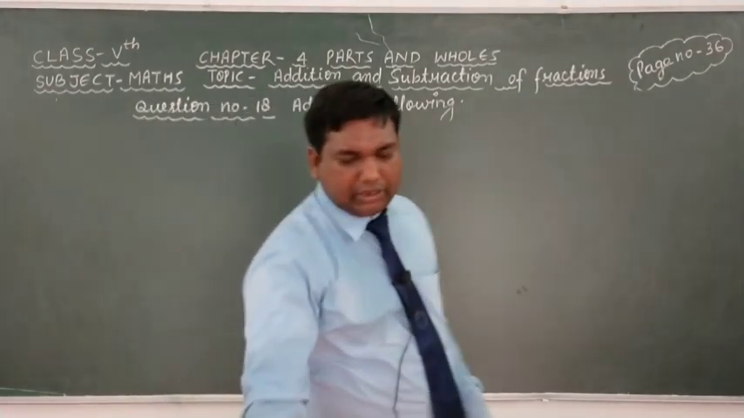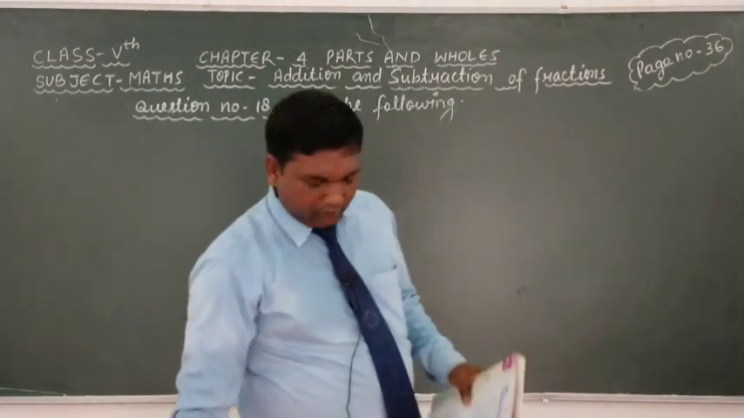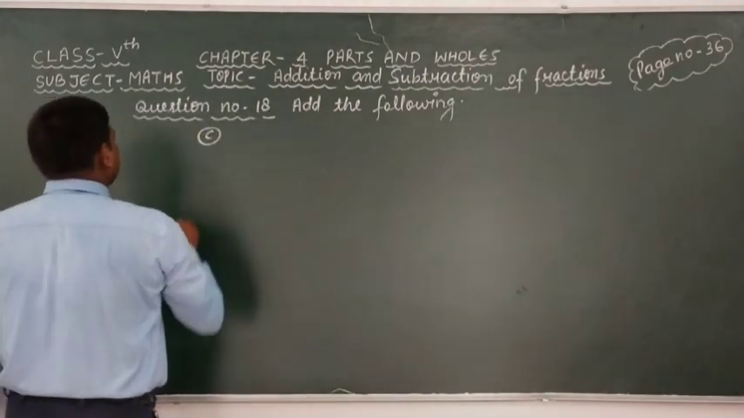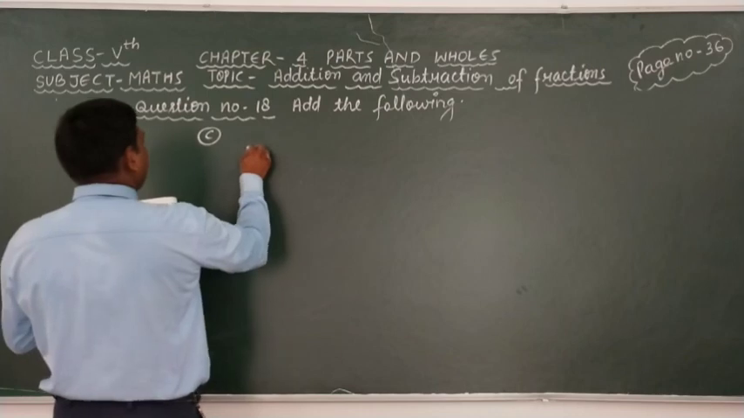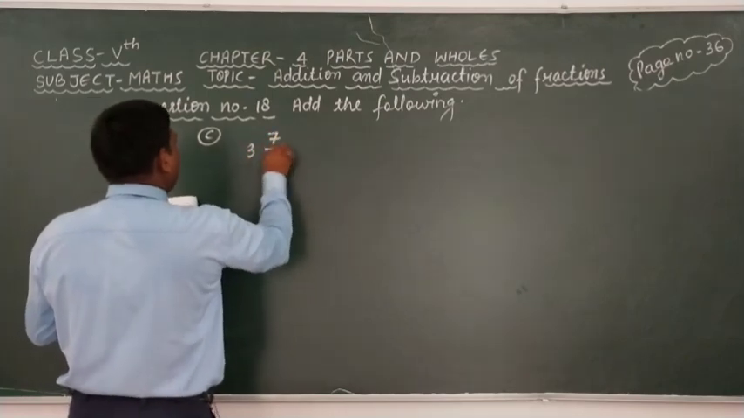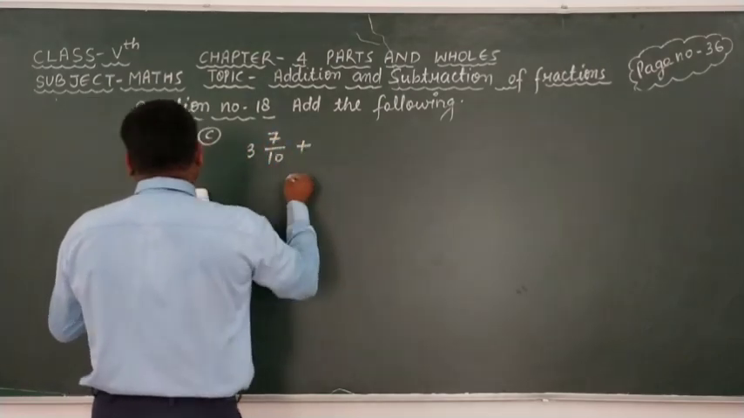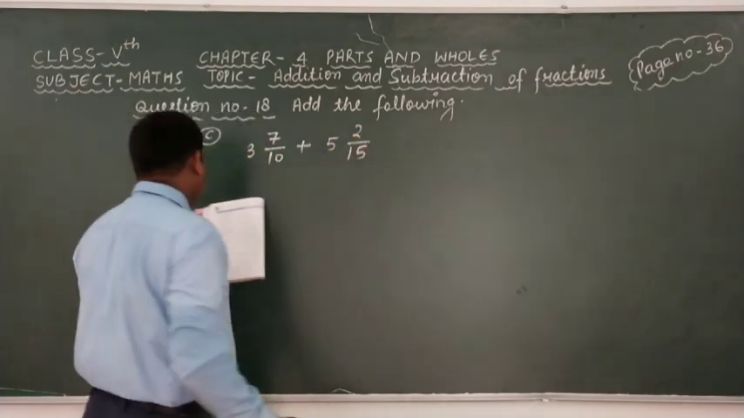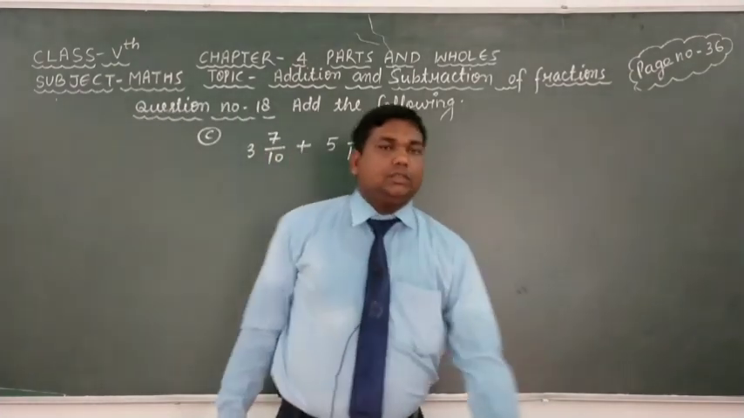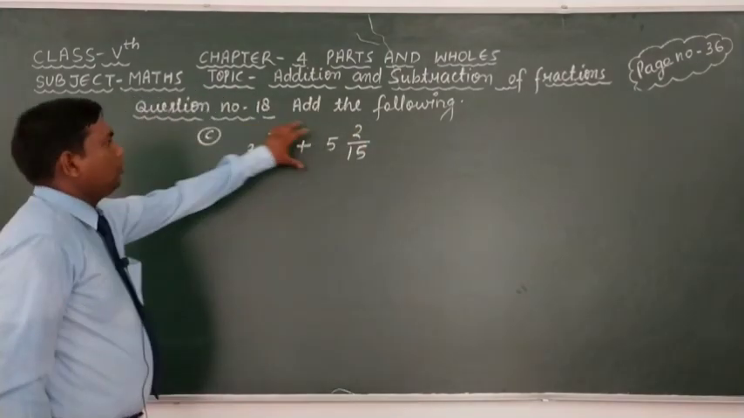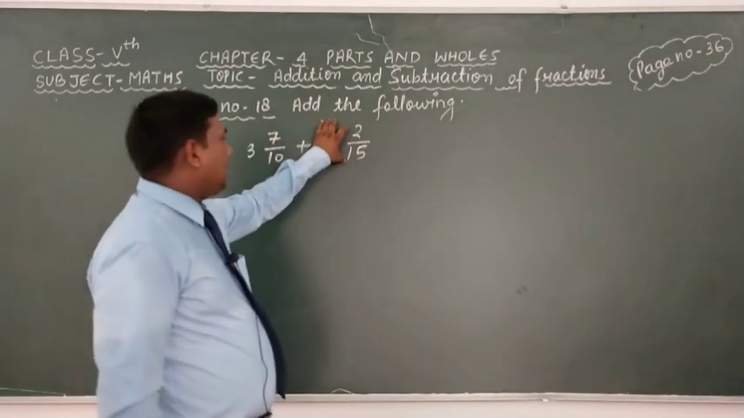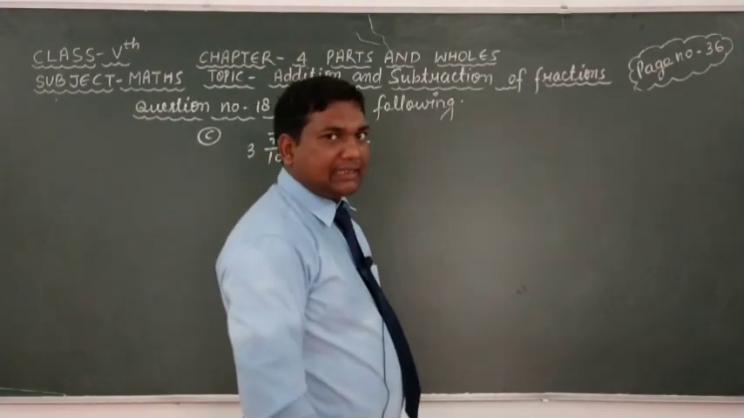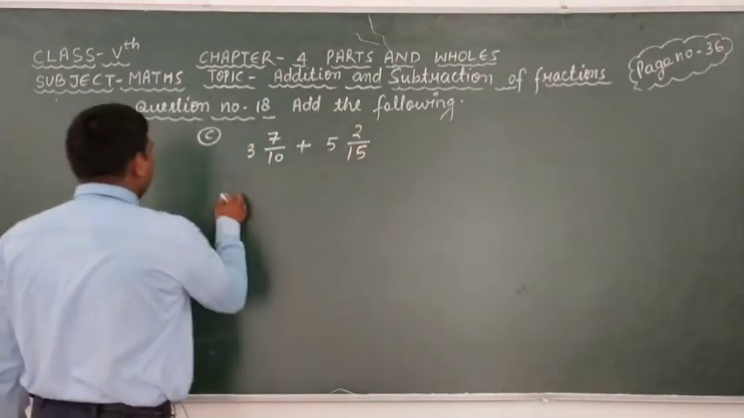Okay, students, now let's start question number 18C. Here given that 3 whole 7 over 10 plus 5 whole 2 over 15. Here given that 2 mixed fractions. Firstly we have to change the given mixed fractions into improper fractions. Okay, look at here carefully.